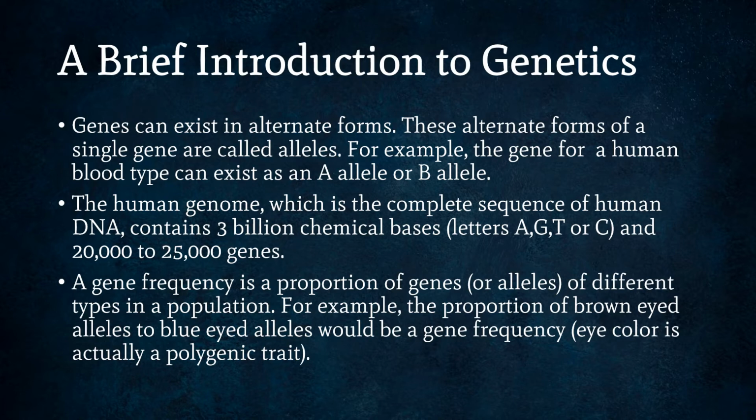A gene frequency, remember, the definition of biological evolution is a change in gene frequencies in a population over time. A gene frequency is a proportion of genes or alleles of different types in a population. For example, a very simple example could be the proportion of brown-eyed alleles to blue-eyed alleles. That would be a gene frequency. Even though, in reality, many different genes will code for eye color, which makes it a polygenic trait, our simple example is a proportion of brown-eyed to blue-eyed. That would be a gene frequency.